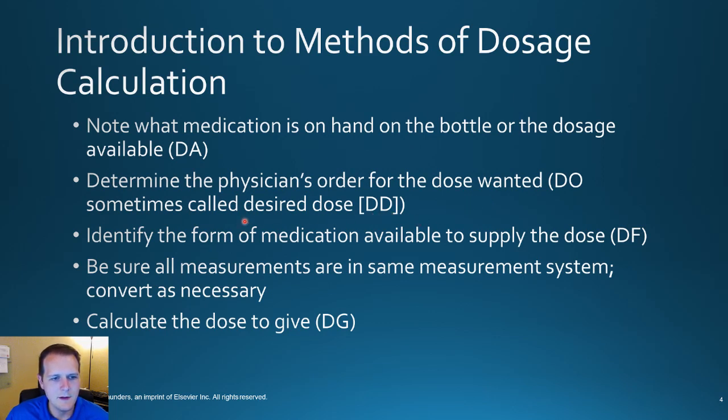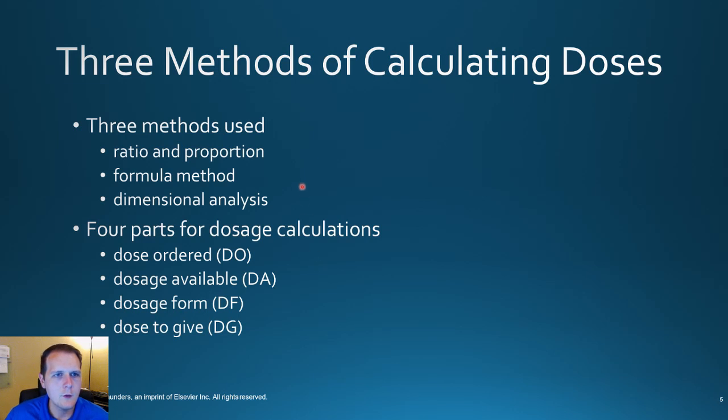And then we're going to be identifying the form of the medication available to supply that dose, which is usually going to be based off of the DA, or what's actually available to us. And then the final calculation is going to be giving us the dose to give to the patient. Okay. Now, again, make sure all of the measurements are in the same system, and convert as necessary. If you need to convert from milligrams to grams or from pounds to kilograms, whatever the case may be, make sure to do those conversions beforehand. Now, there's three different ways of calculating the doses here, and we'll look at each of these with a few different examples, including ratios and proportions.